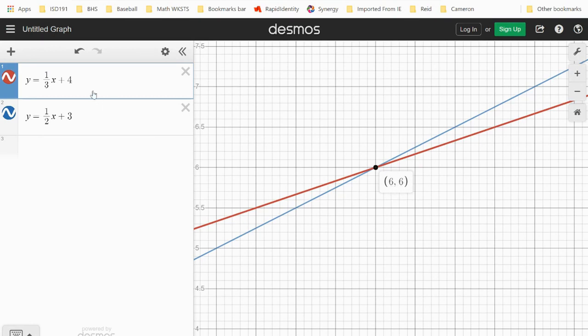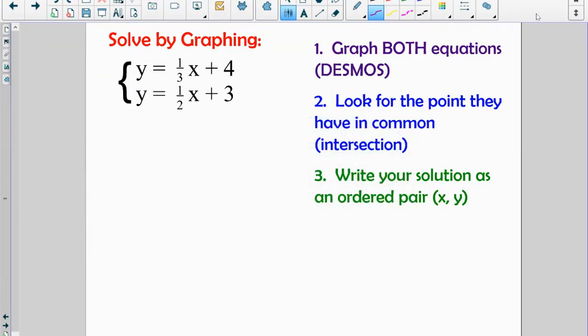So if we were to check that, taking 6 in for x, 1/3 of 6 is 2, and 2 plus 4 is the y value of 6. And if I check it in my second equation, half of 6 is 3, and 3 plus 3 is 6. So when x is 6, y is 6. Makes both equations true. So I write my answer as an ordered pair.